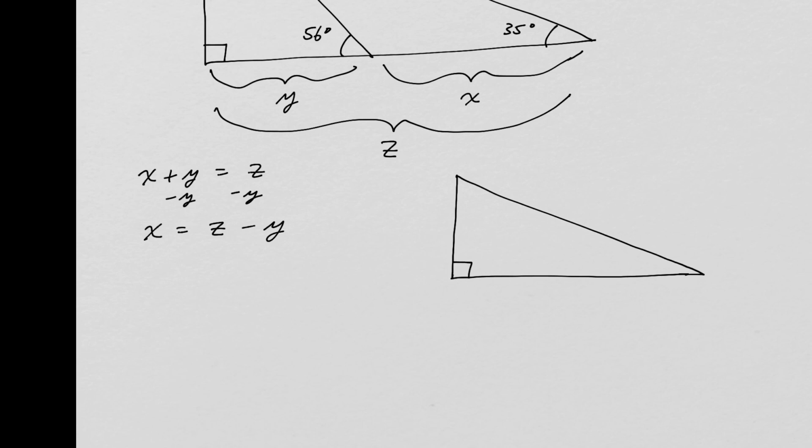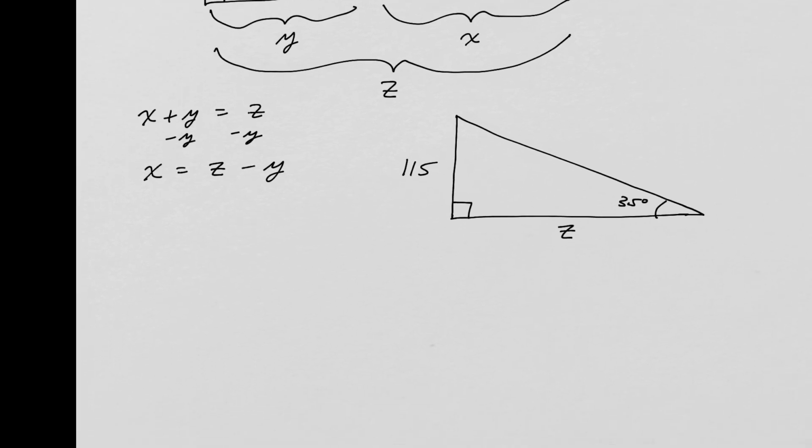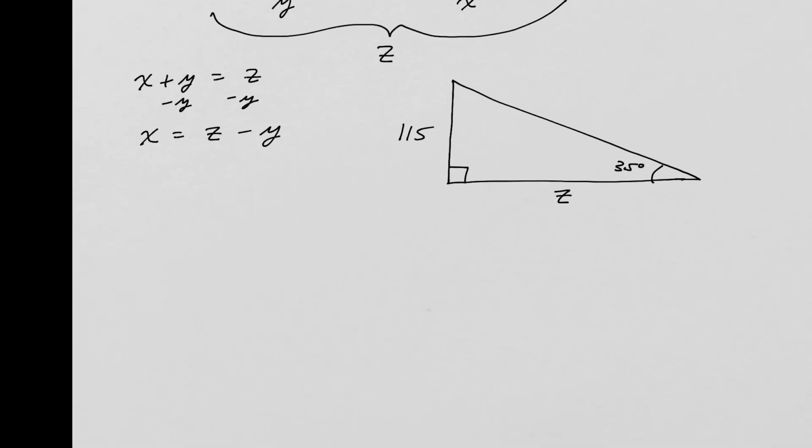So this is the right angle. We know, again, this is 115. This is what, 35 degrees? And this would be z, right? Because that's the whole length on the bottom. Okay, so relative to the angle of 35 degrees, z is adjacent. The 115 is opposite. So what trig function relates those together? That's going to be tangent, right?